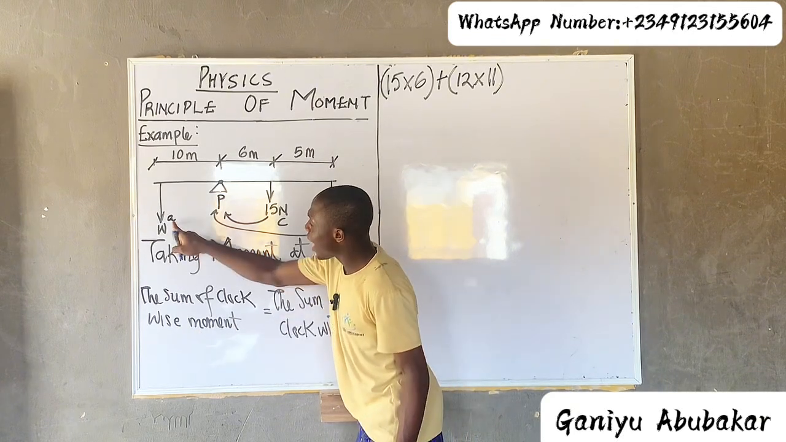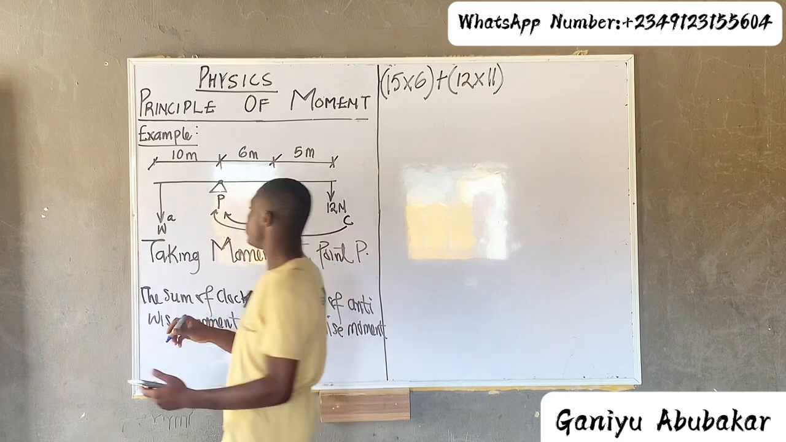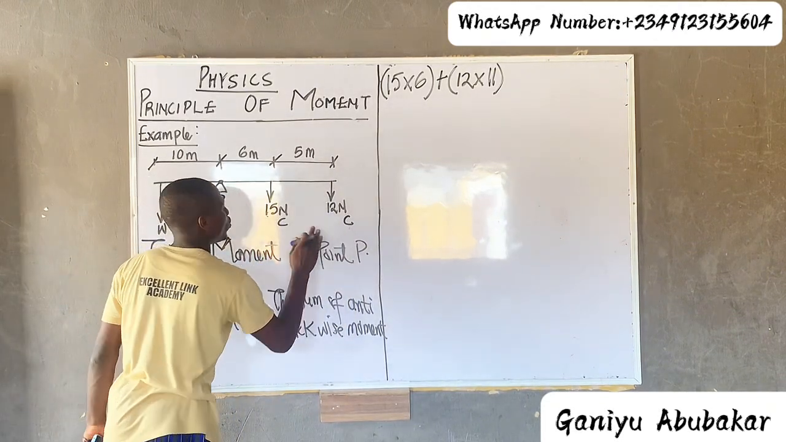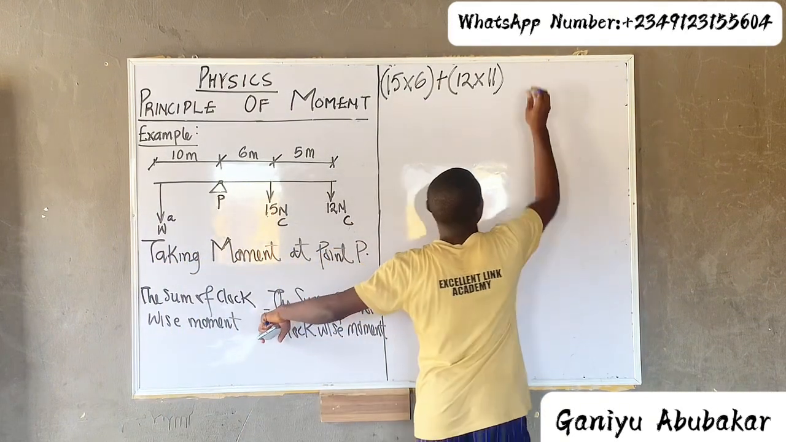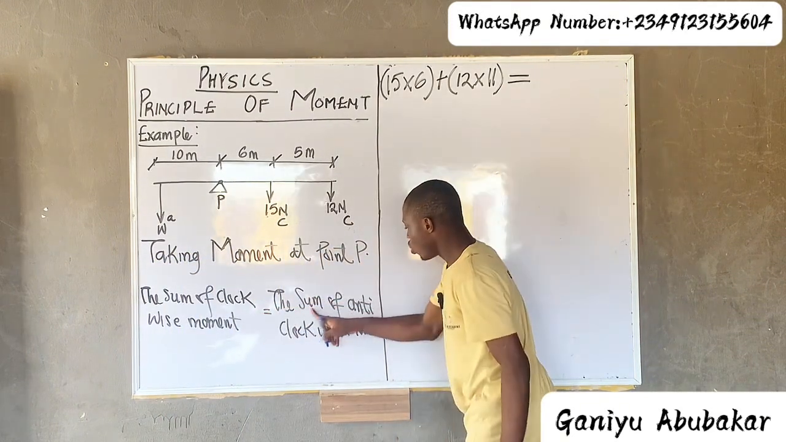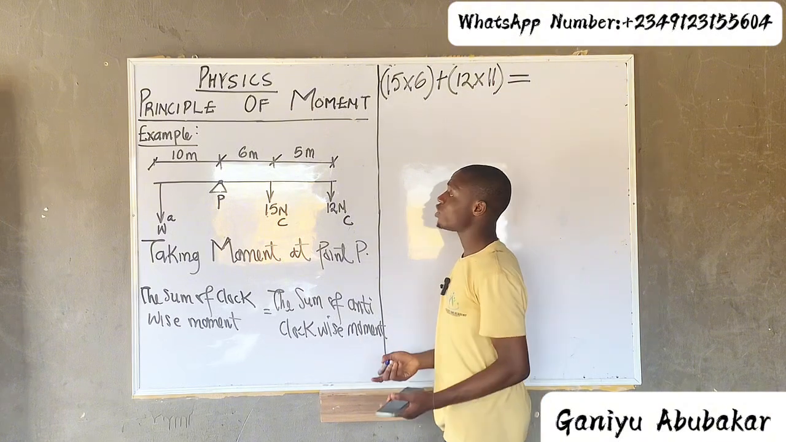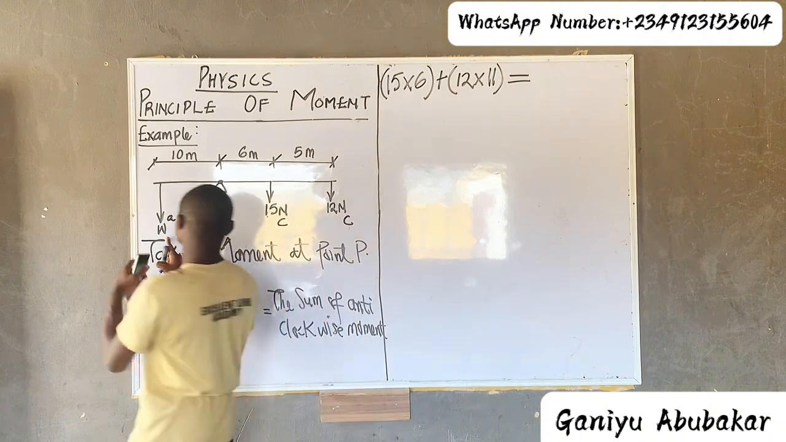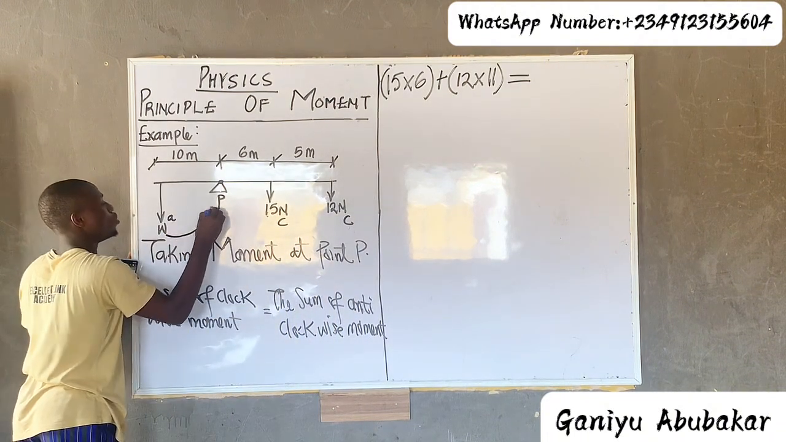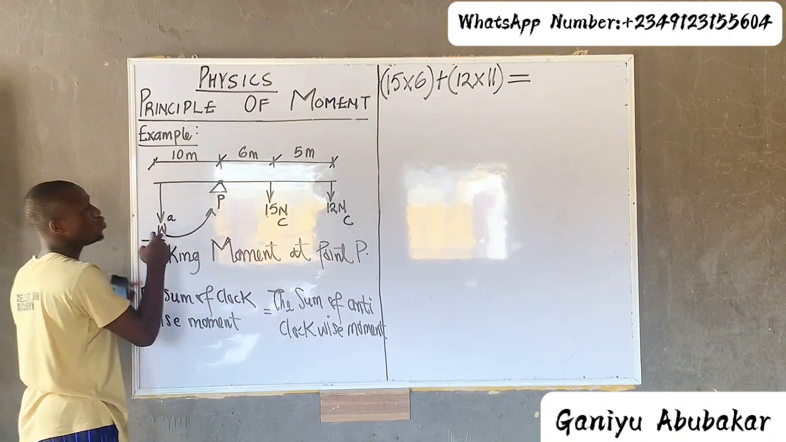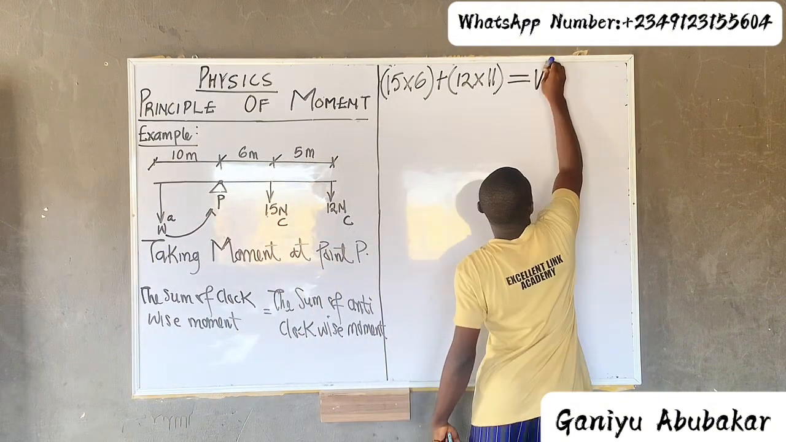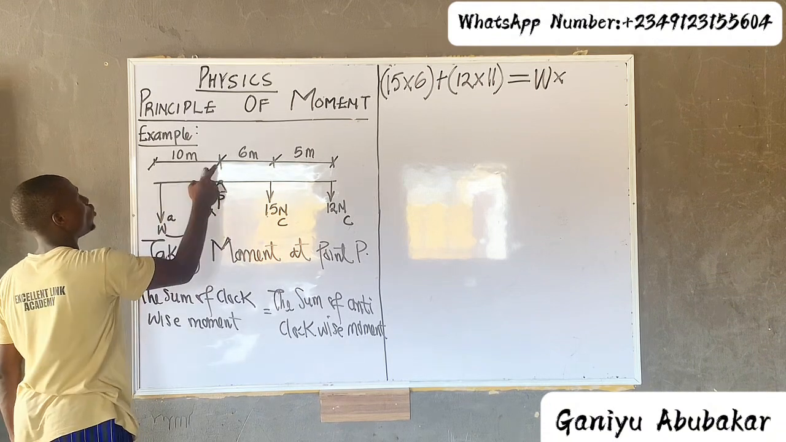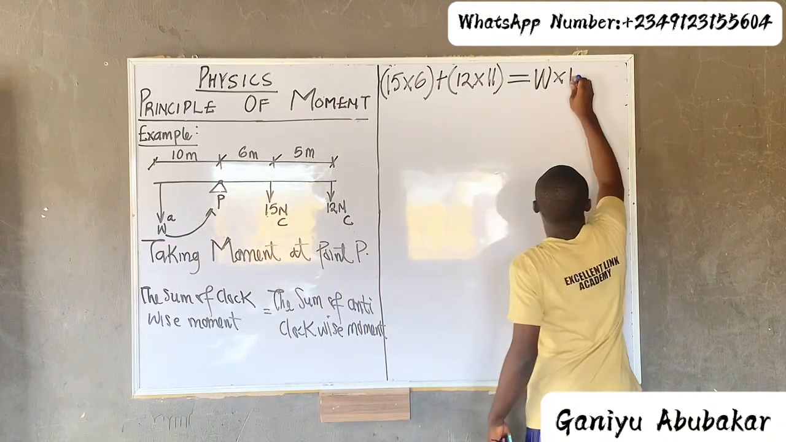I'm left with the anti-clockwise one. So let's focus on anti-clockwise now. This is equal to the sum of anti-clockwise moments. The only anti-clockwise force I have here is just this force. This force moves to point P in this direction. W is my force, so that becomes W times the distance from W to this P, which is 10. So I have 10 here.